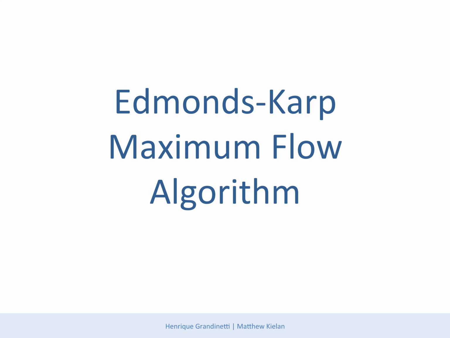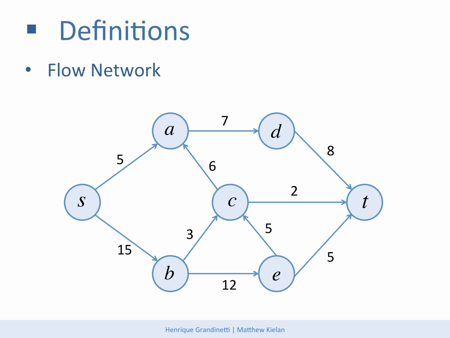This is an e-lesson prepared by Henrique and Matthew, and it's about the Edmonds-Karp maximum flow algorithm. What is this algorithm used for? It is used for finding maximum flow in a network represented by a directed graph with weighted edges.